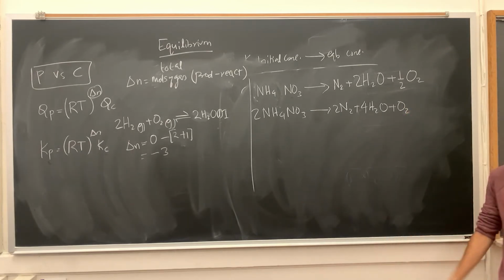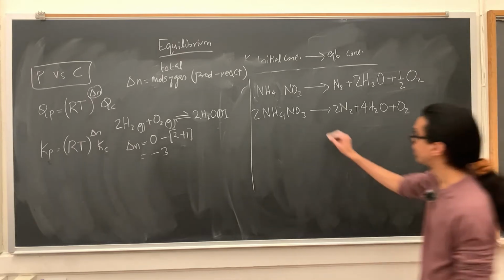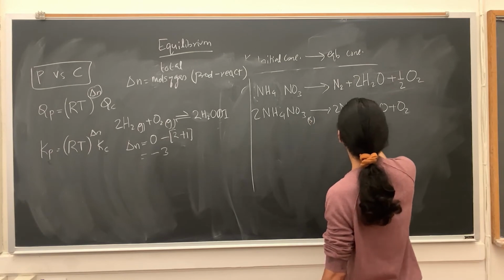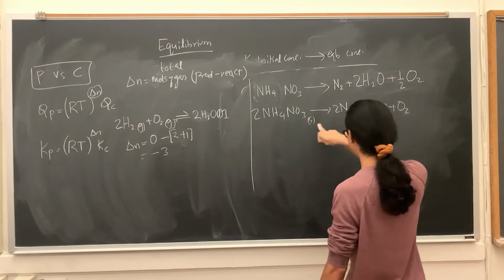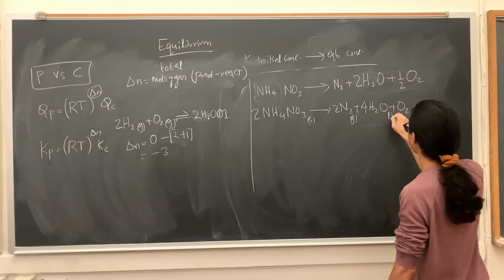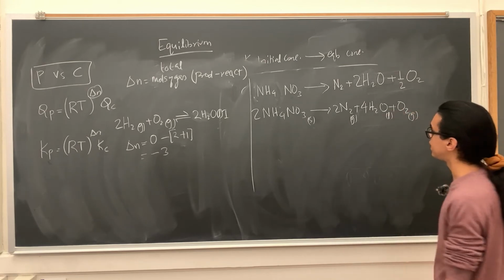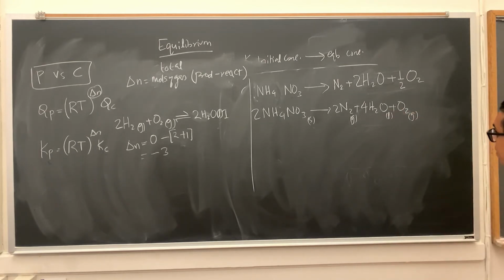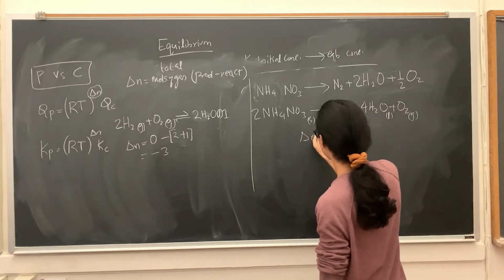Can you check if this is balanced? Yeah? Balanced, right? Okay. This is solid. You don't need to memorize these. These physical states will be given to you in a question. But suppose these were the physical states. So what would delta N be here?